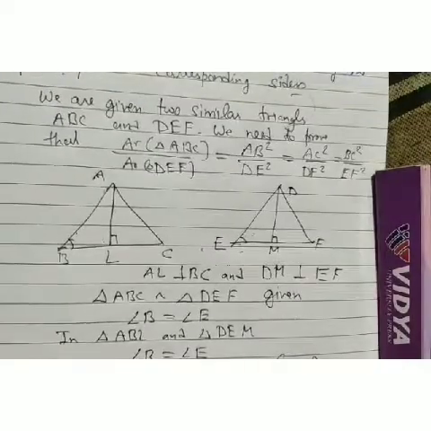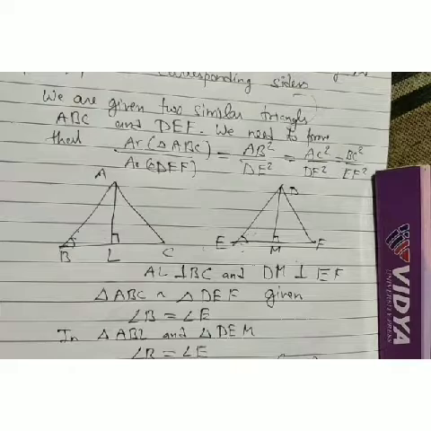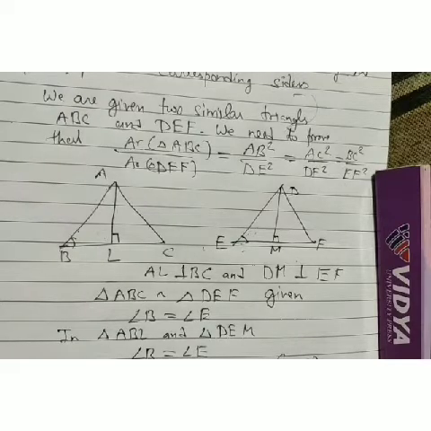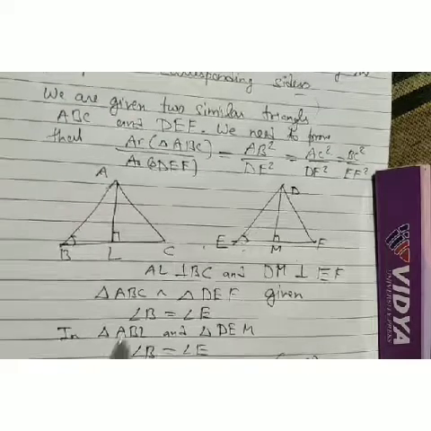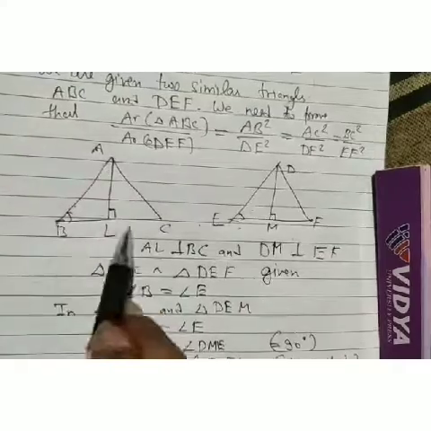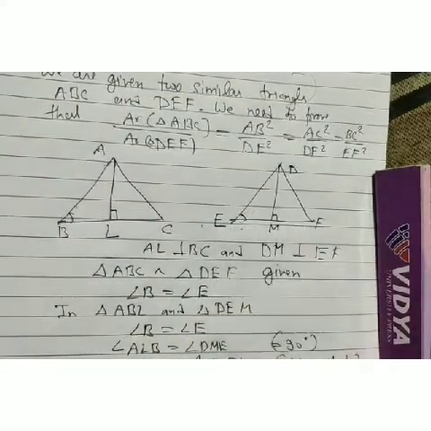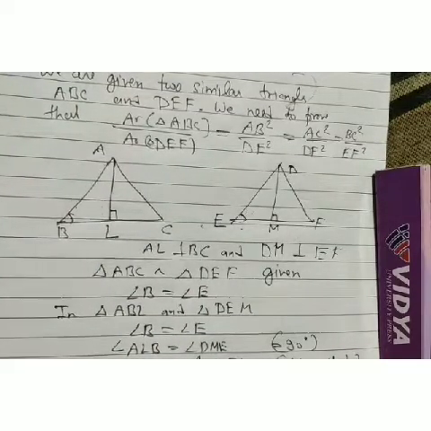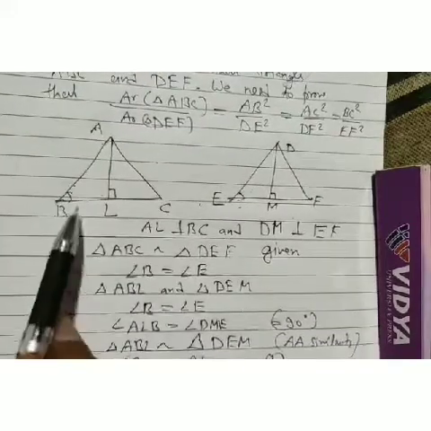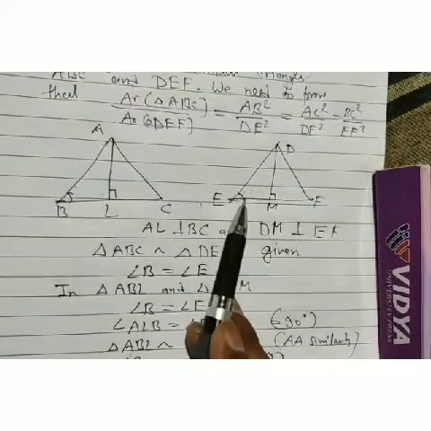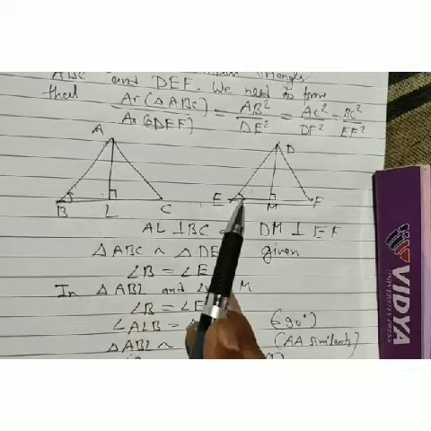Then to get the area, the basic formula is what? It's half base into height. Then we need the height there. Then in construction we draw AL perpendicular to BC and DM perpendicular to EF in our similar triangles. Since our triangles are similar, corresponding angles are equal in similar triangles, so angle B equal to angle E there.